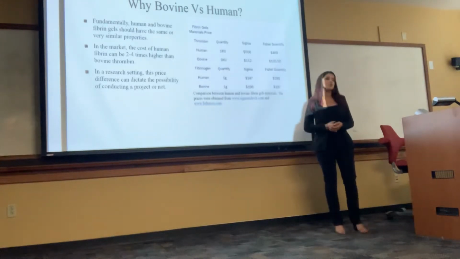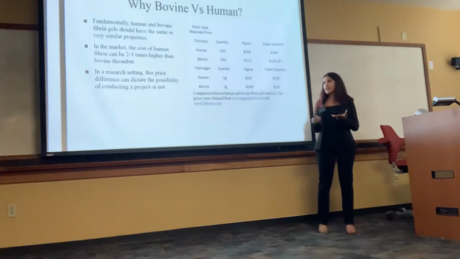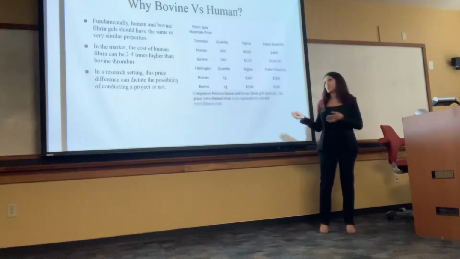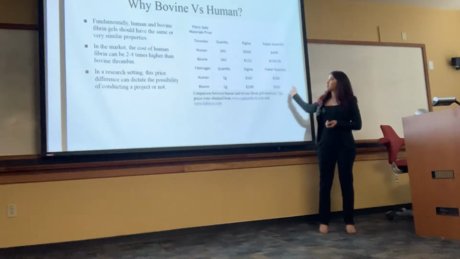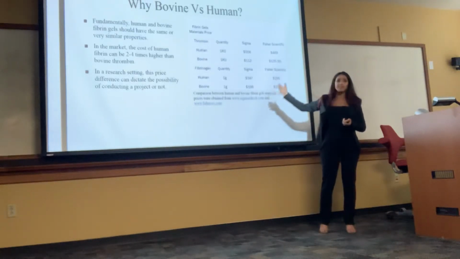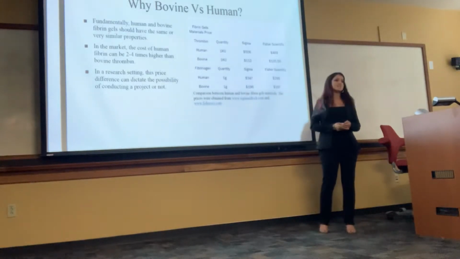Utilizing human fibrin can cost 2 to 4 times more than utilizing bovine, and when you're doing research, this price difference can be the difference between being able to complete your project or not. If we look here, these are some popular scientific suppliers, and we can see that for the same amount of human or bovine materials to make the fibrin gel, there is a significant difference in price.